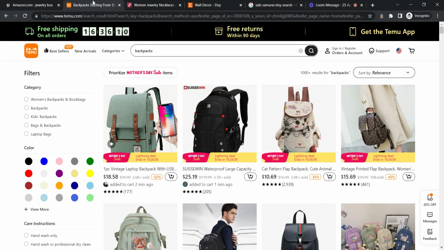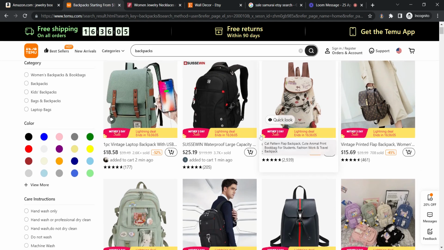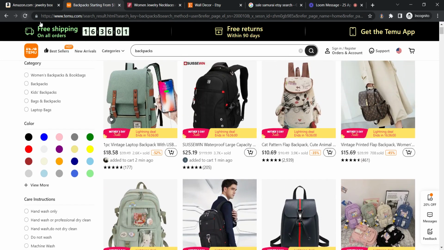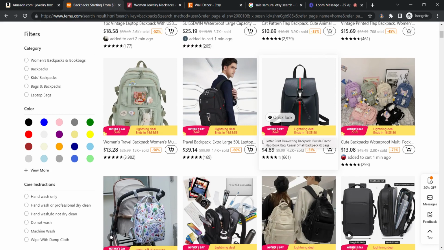There's another method I'd like to share with you guys, and this is the Temu to Amazon method. You're selling on Amazon now, and you're finding cheap products on Temu. So say you get this backpack for $5. You're going to sell it on Amazon for $20, and you're selling it for a more realistic price that people will buy more of.